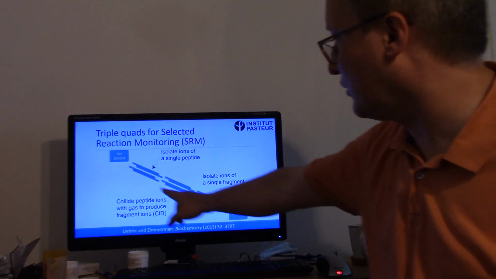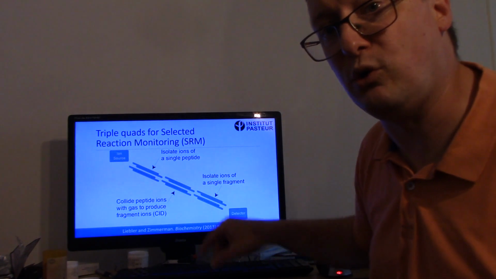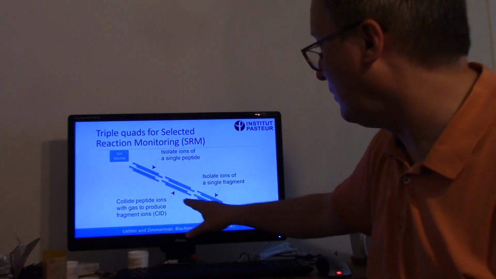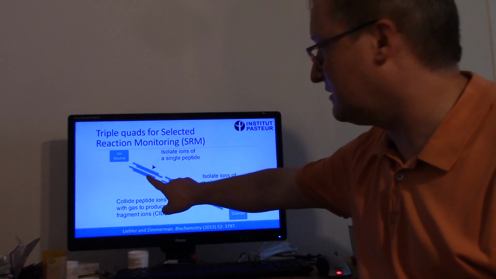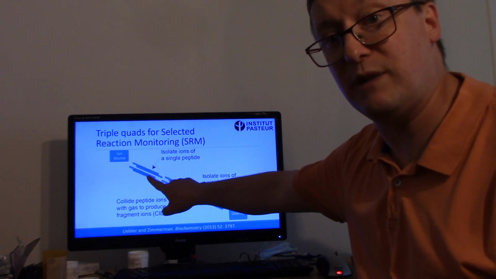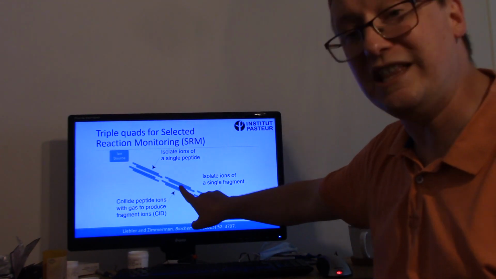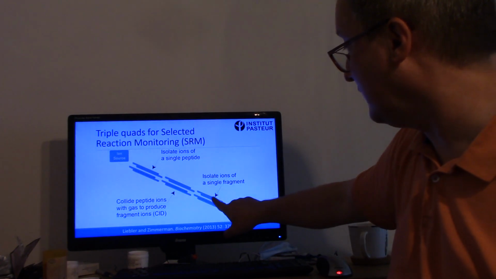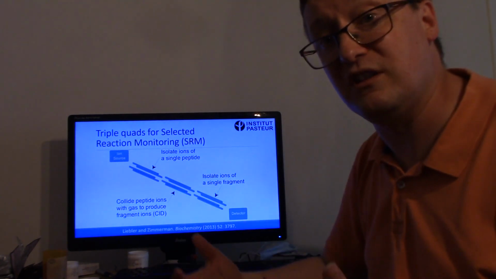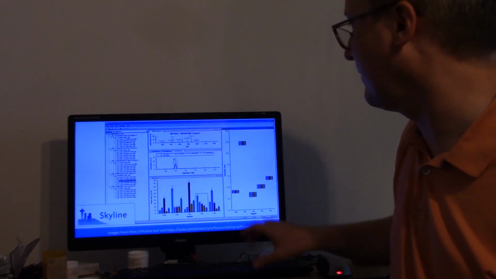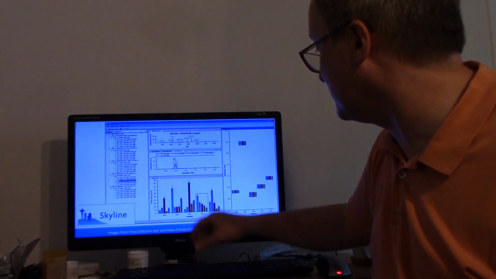But in this case, we're going to use what's called a triple quadrupole. This triple quadrupole gives us the ability to isolate particular ions at a particular mass to charge value, to collide them with gas, and finally, to measure the set of fragments that come out. This produces data that looks something like these.